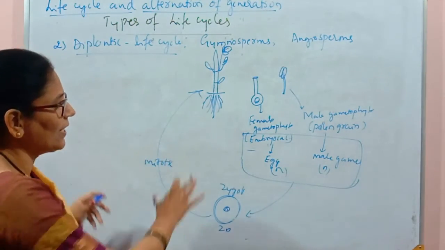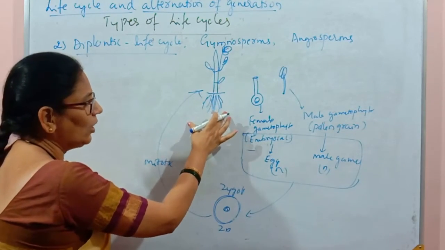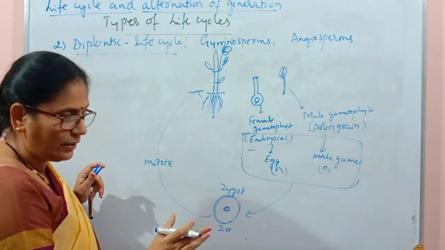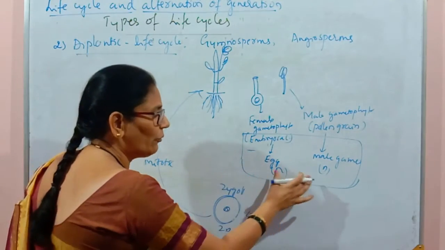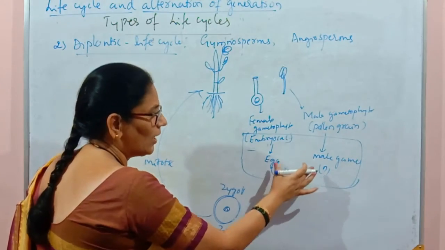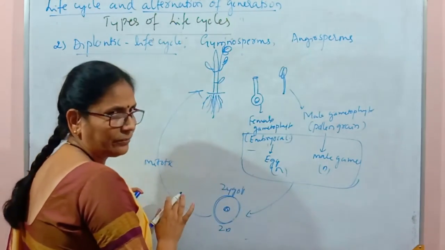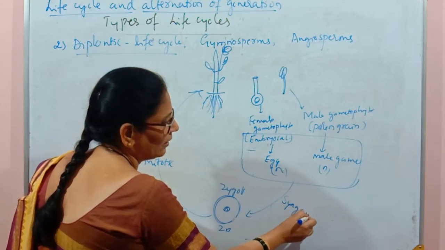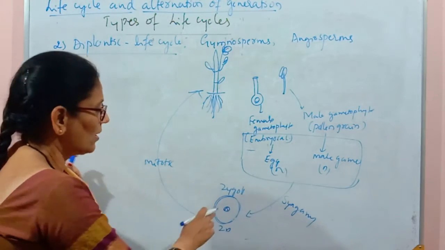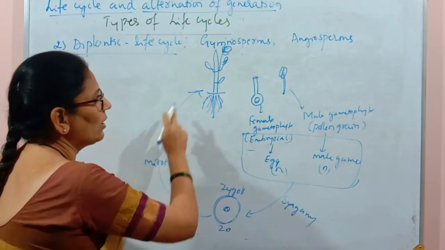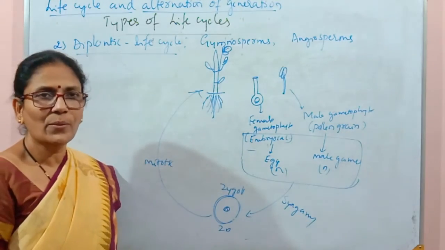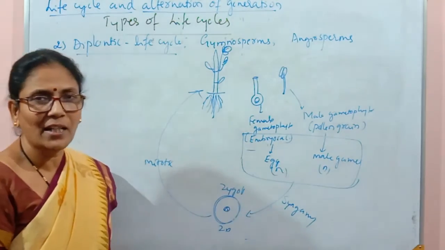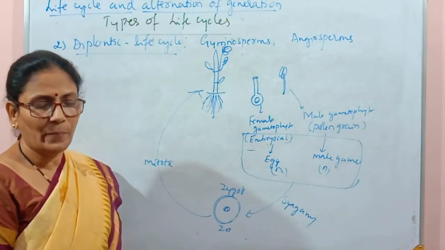So here the sporophyte is dominant, free-living, photosynthetic. But the gametophyte is reduced to a one to few celled structure, and it depends on the sporophyte. When these gametes are fused by the process called syngamy, they again form the zygote. The zygote undergoes repeated mitotic division and forms the sporophyte one more time. So we see the diplontic life cycle in higher plants like gymnosperms and angiosperms.